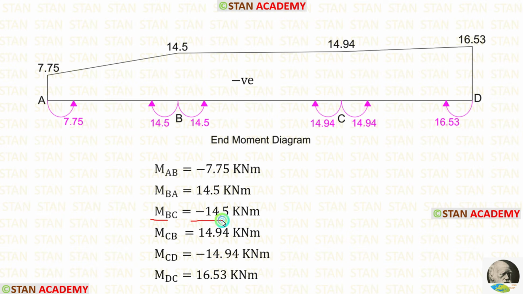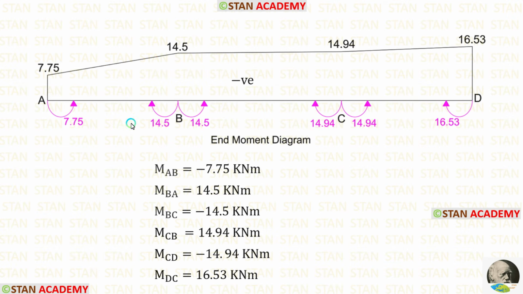For MBC, we are having negative value. That means it is acting in the anti-clockwise direction. So from the point B towards the point C, we have to make an anti-clockwise curve. In the same way, we have to make the curves in the point C and in the point D. Then we have to see the direction of the curves. All of the curves are indicating upwards. That means the end moment diagram comes above this line. Finally, we can connect the values and make the end moment diagram.